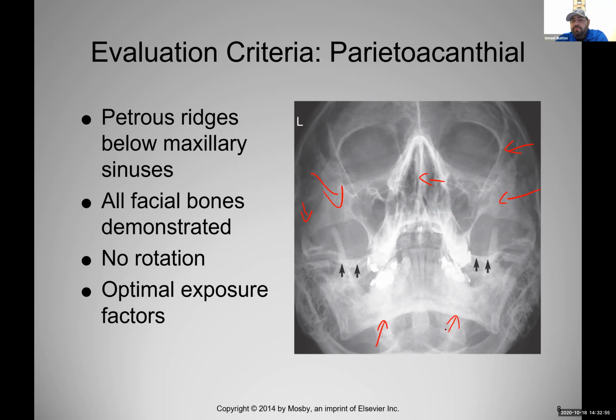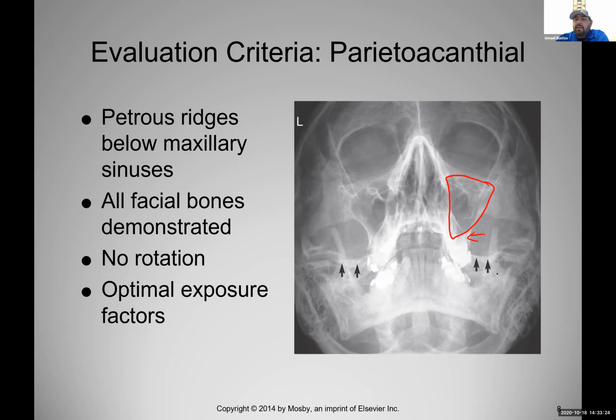So again, this is used for a lot of different structures. You have your maxillary sinuses right in there. The black arrows point to the petrous ridges. How do we make sure that we have a correctly positioned Waters? We are going to look for those petrous ridges in relation to the maxillary sinuses, and they need to be below the maxillary sinuses. Here is the bottom of your maxillary sinuses. This triangle that you see there on each side, those are your maxillary sinuses. The ridges are well below.